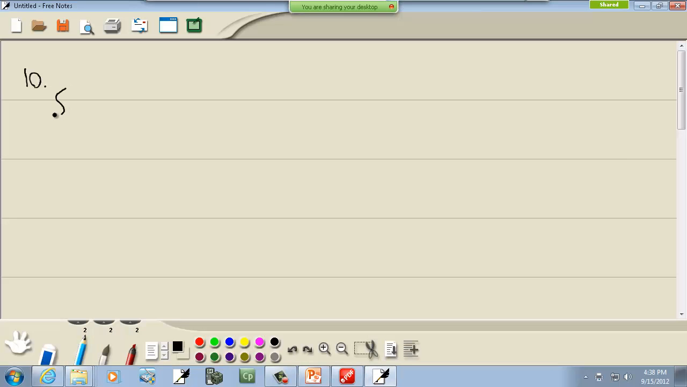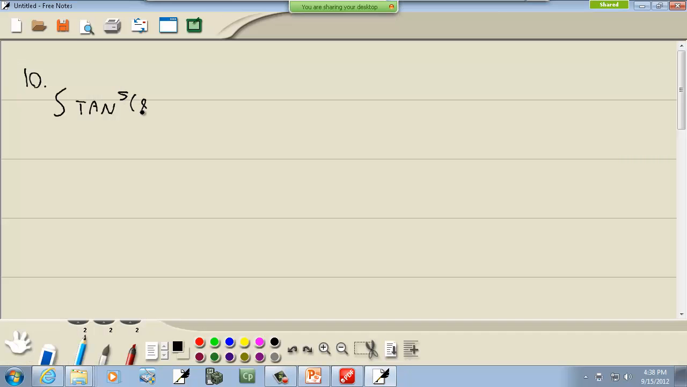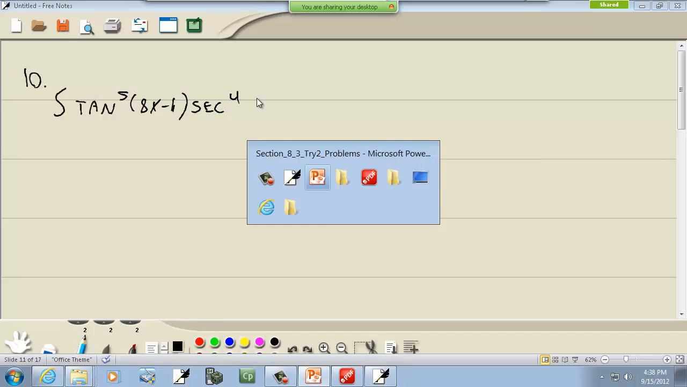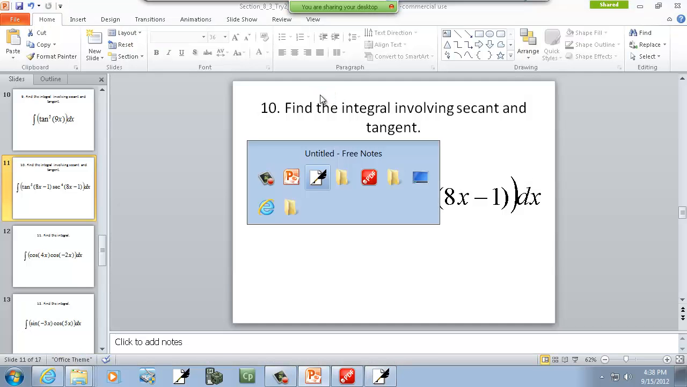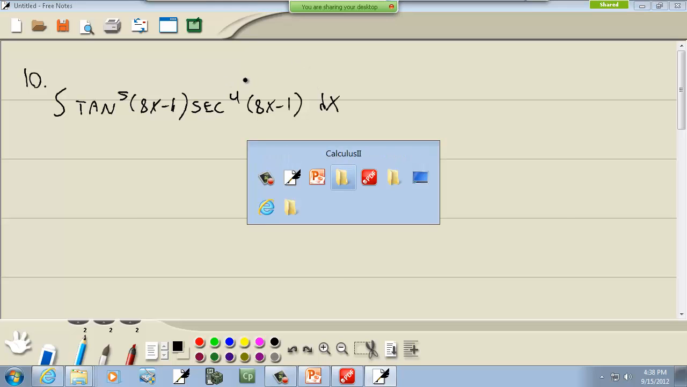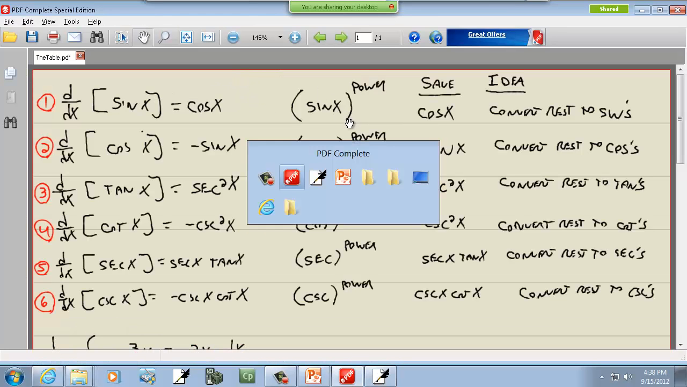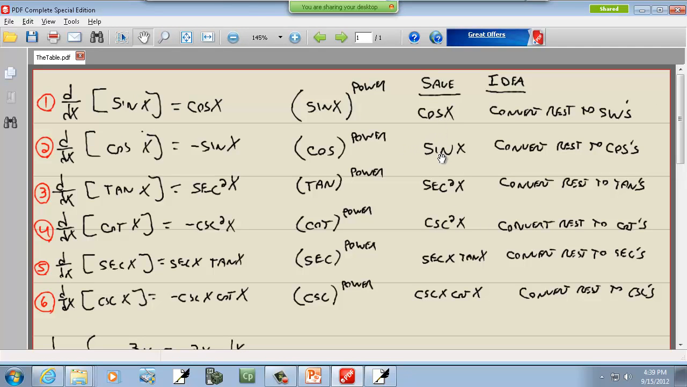Get the integral of tangent to the fifth power of 8x minus 1, then secant to the fourth of 8x minus 1 dx. Okay, come over here. Tangent and secant. Tangent to the fifth and secant to the fourth. Those wouldn't be, maybe this one. This actually might work pretty good.